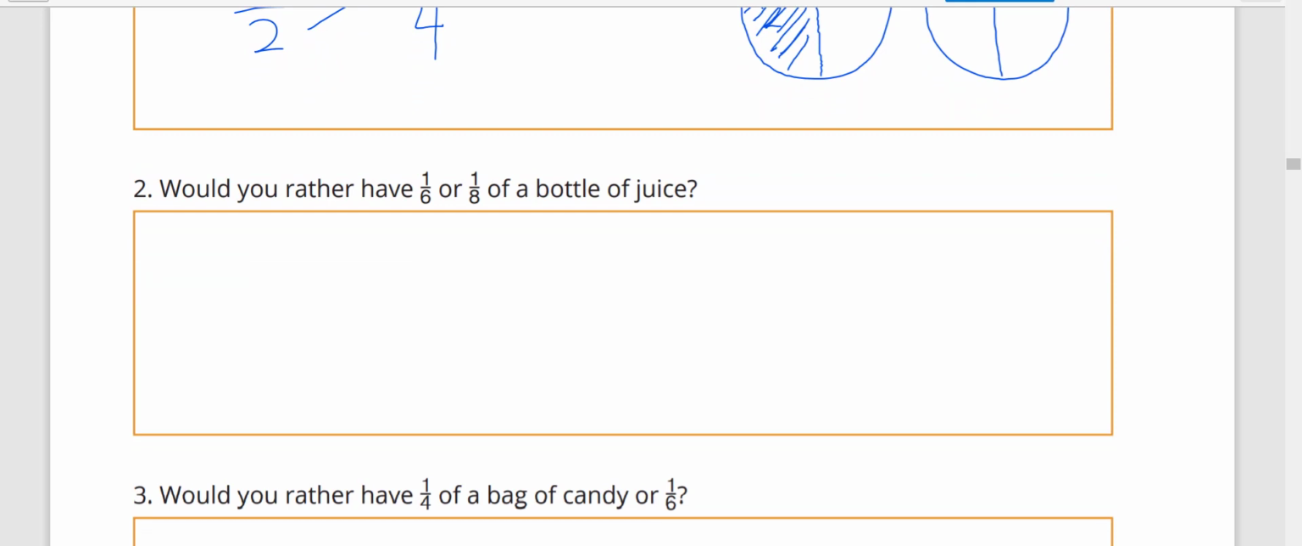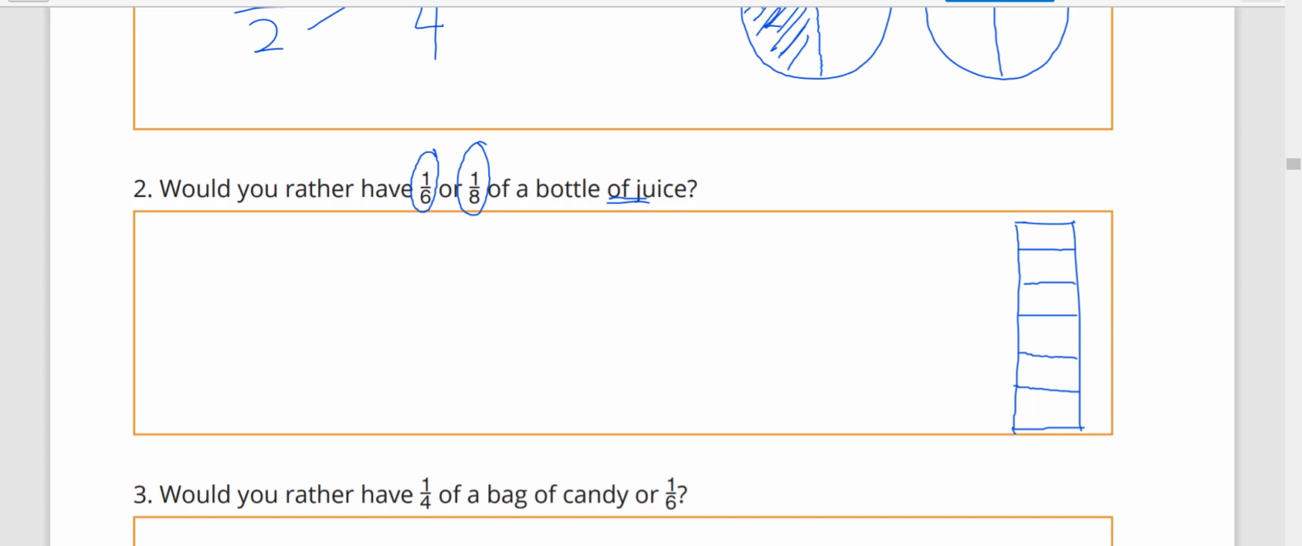The second one, would you rather have a sixth or an eighth of a bottle of juice? Okay, we have a bottle of juice. How many sixths in one whole? Yes, six sixths. How can we divide one whole into sixths? Divide one whole at the first into halves? No, into thirds. Yes, three equal parts. One, two, three. Then each part divided into halves.